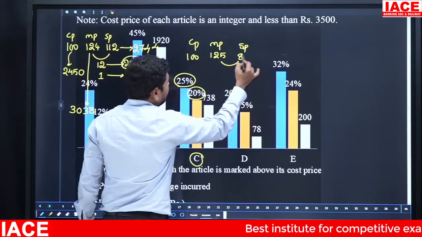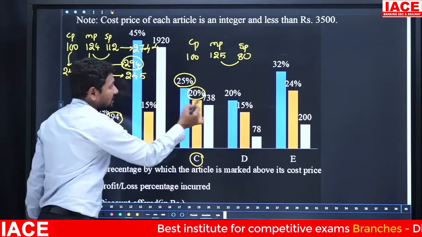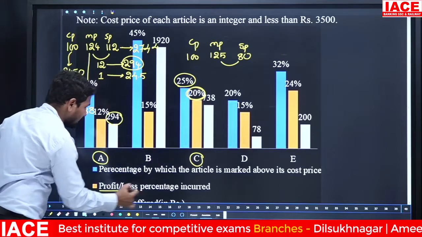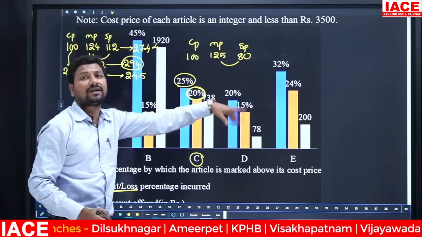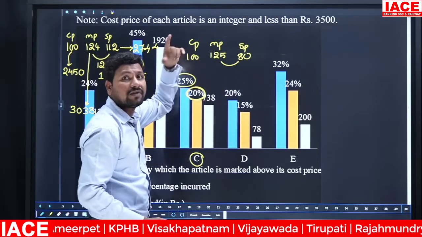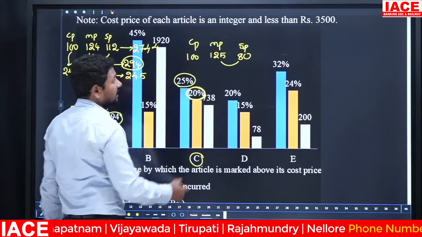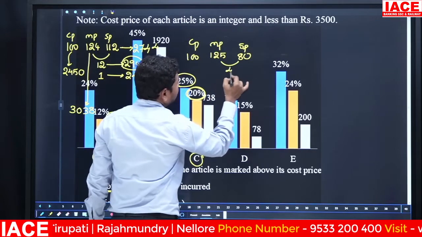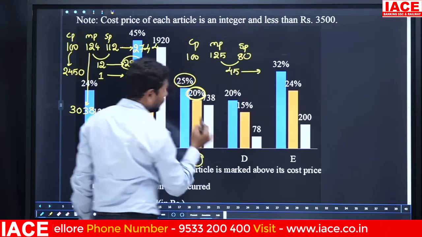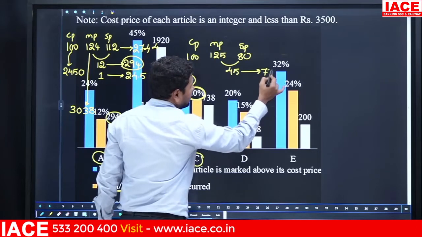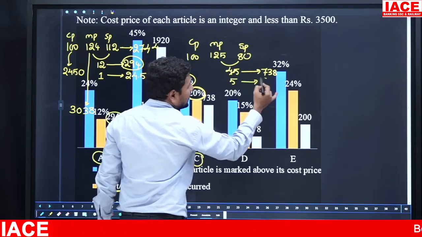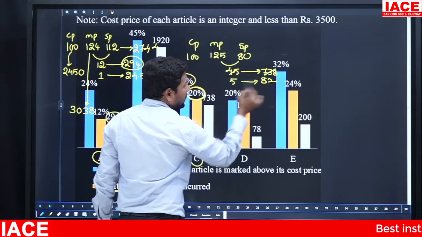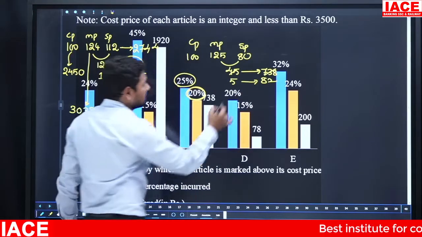Look at 80, because they clearly mentioned that this 20% belongs to profit or loss. In some cases profit, in some cases loss. If you apply profit, you are unable to solve it and you get CP values more than 3500, which violates the condition. But now you get a 45 rupees discount. 45 parts is equal to 738. Cancel both sides: 9 fives are 45, 9 eights are 72, 9 twos are 18, so 5% is equal to 82.